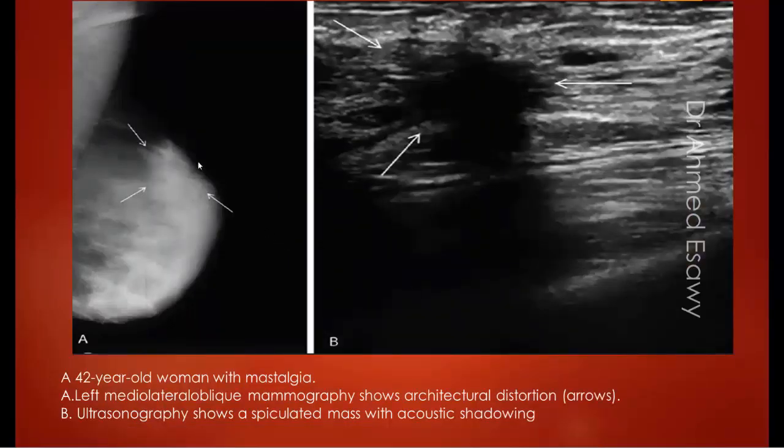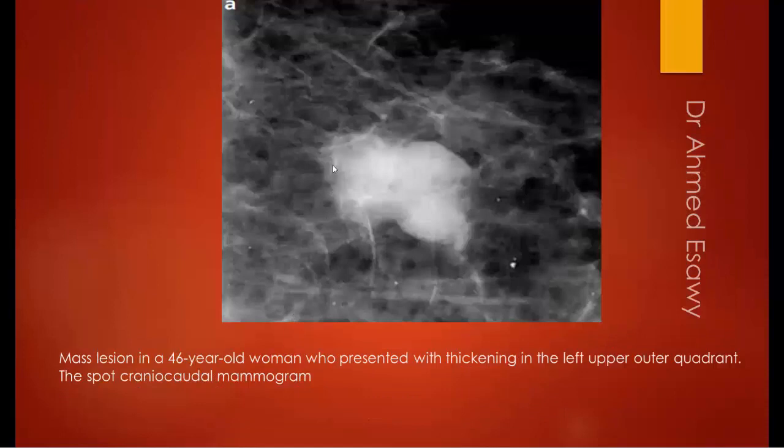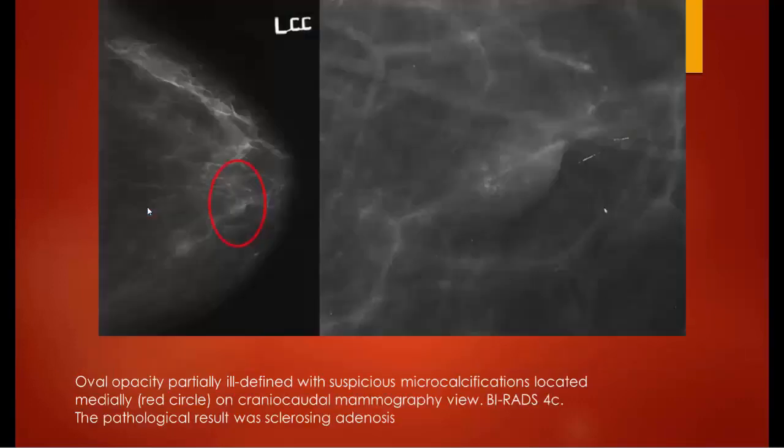This is a 42-year-old woman with mastalgia; left MLO mammography shows architectural distortion. Ultrasound shows a spiculated mass with acoustic shadowing. Case of sclerosing adenosis. Mass lesion in this woman presenting with thickening in the left upper quadrant. Case of sclerosing adenosis. This is an oval opacity, partially ill-defined, with suspicious microcalcification, scored BI-RADS 4C, pathologic result sclerosing adenosis.